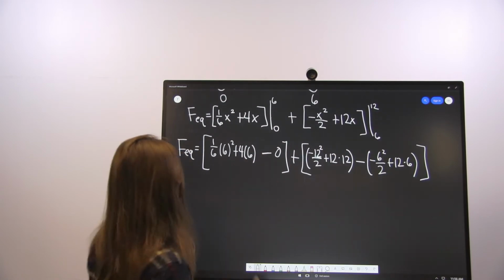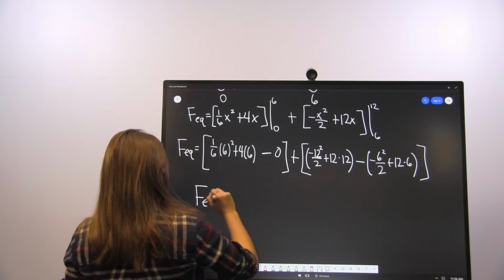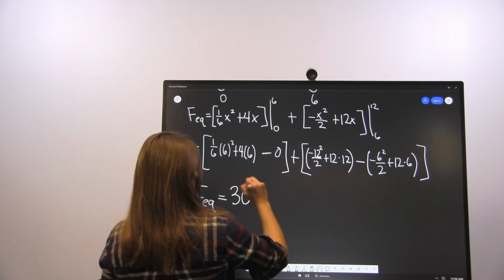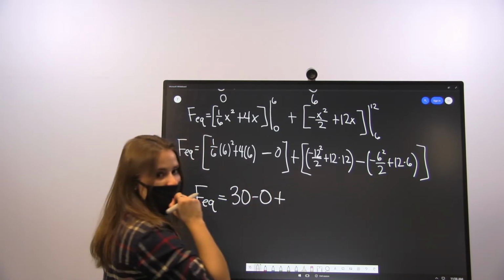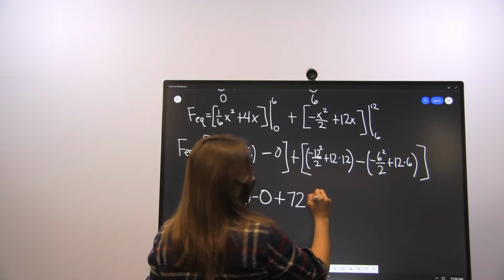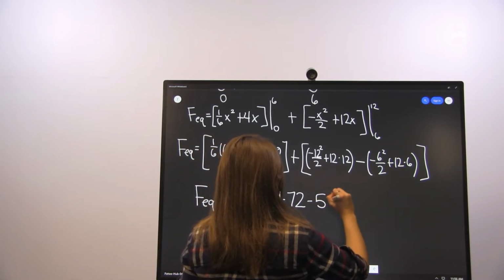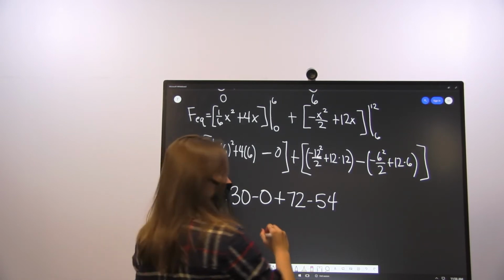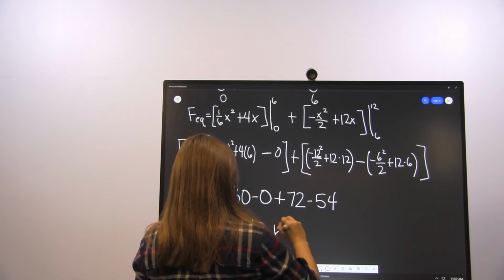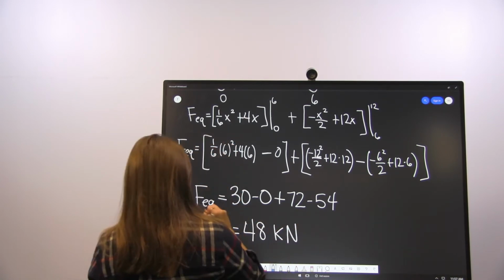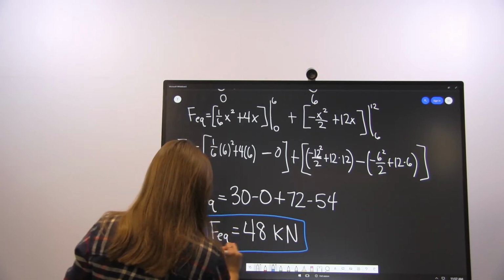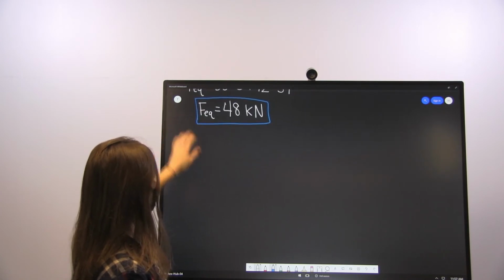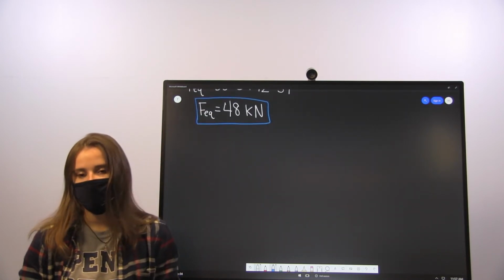And then doing that, we get our equivalent force: 30 minus 0 plus 72 minus 54. Force equivalent is 48 kilonewtons. So that's our equivalent force. And so our next step is that we're going to want to find where that is on our beam.